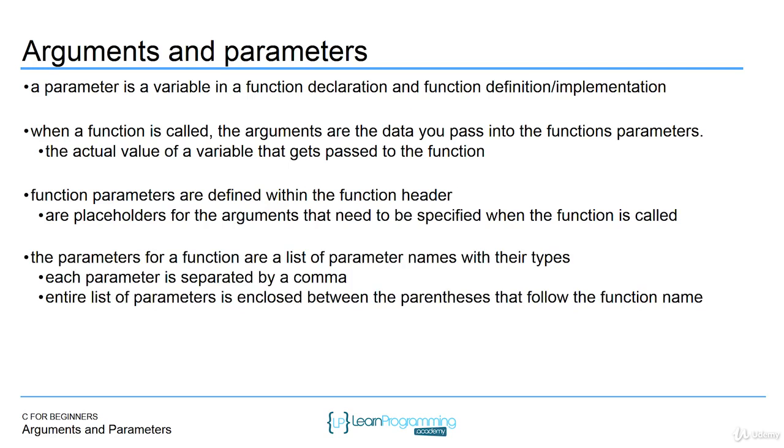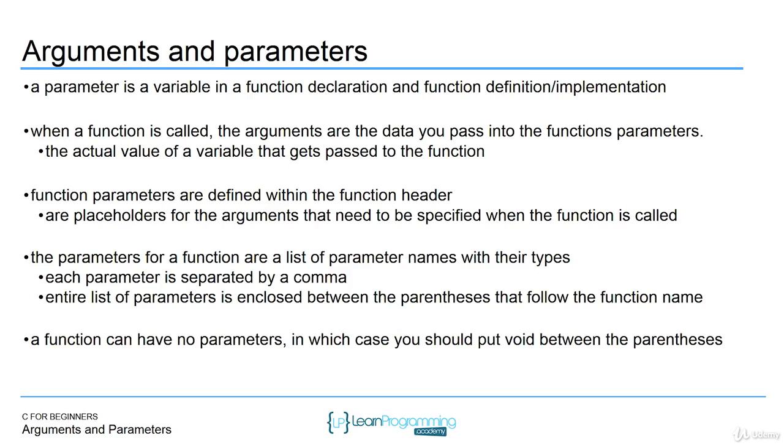The parameters for a function are a list of parameter names with their data types. Each parameter is separated by a comma. The entire list of parameters is enclosed in parentheses, following the name of the function. A function can have no parameters, which means there's no data passed to it. In this case, you just have the left and the right parentheses with a void in between them. Or empty. You can still have it as empty, nothing in between them, but it's good practice to put a void in between them. Void is a special keyword that means nothing. It means no parameters or no return data.